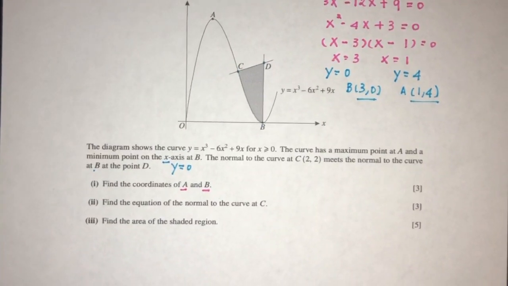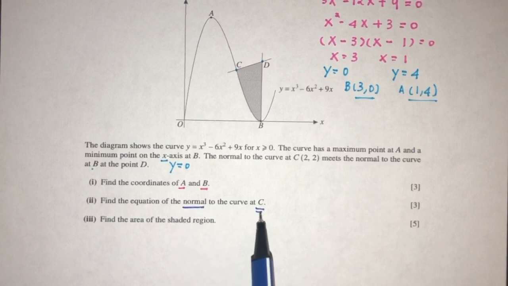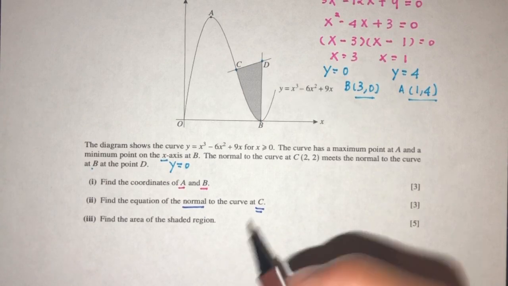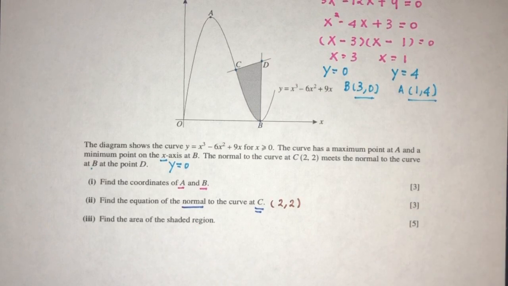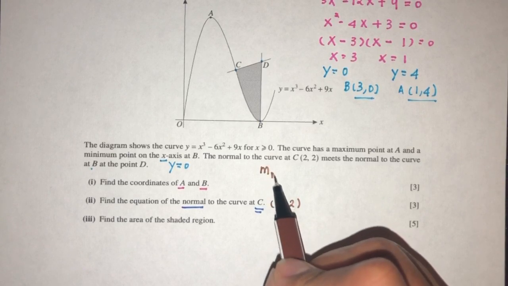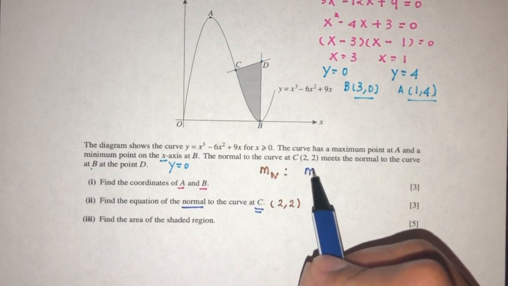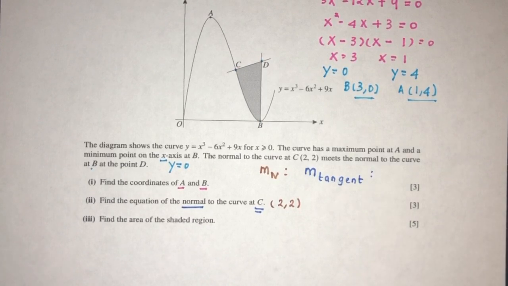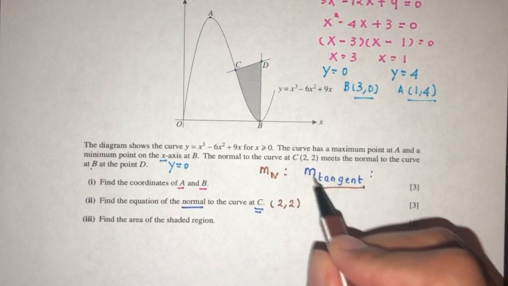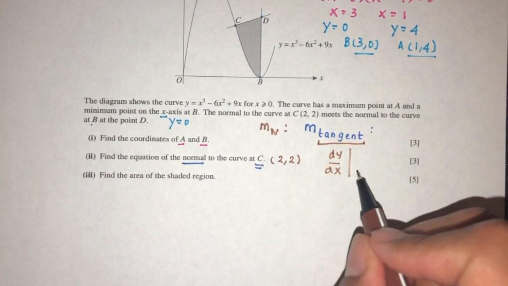Great. Now part 2, we have to find the equation of the normal to the curve at C. We know the point C is the point with x equal to 2. To find the equation of a normal, again, normal is a straight line. To find the equation of a straight line, we must find the gradient of the normal. But now we understand, to find the gradient of normal, we first have to find the gradient of tangent, because we have dy by dx. So the gradient of tangent is simply dy by dx, at the point C, where x equals 2.